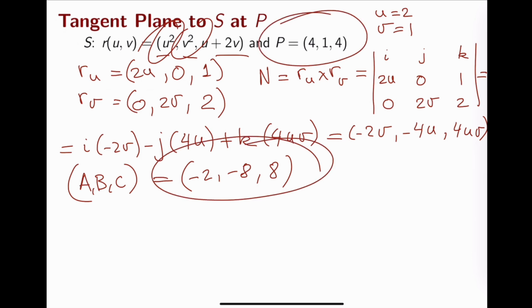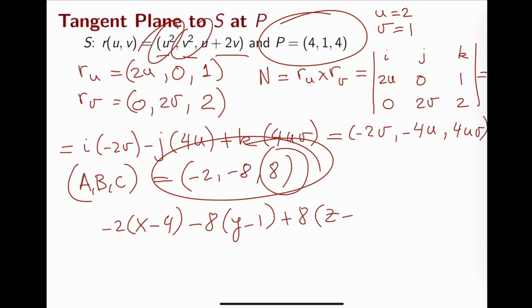So the normal vector and the point is all what we need to write the equation of the tangent plane, which will be a, which in this case is minus 2, times x minus the first component here, that would be 4, minus 8 times y minus the second component, that will be 1, plus 8 times z minus the third component, that will be 4, equals 0.